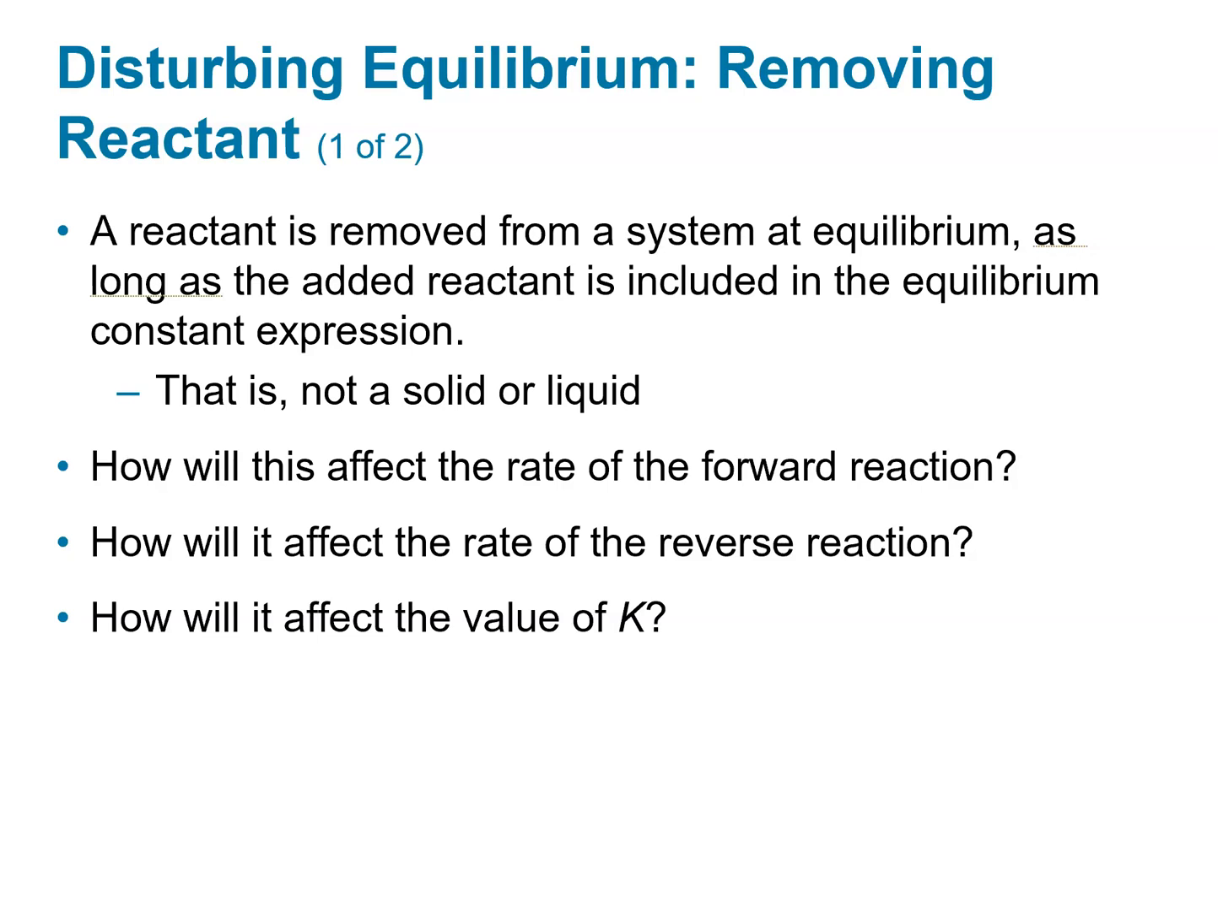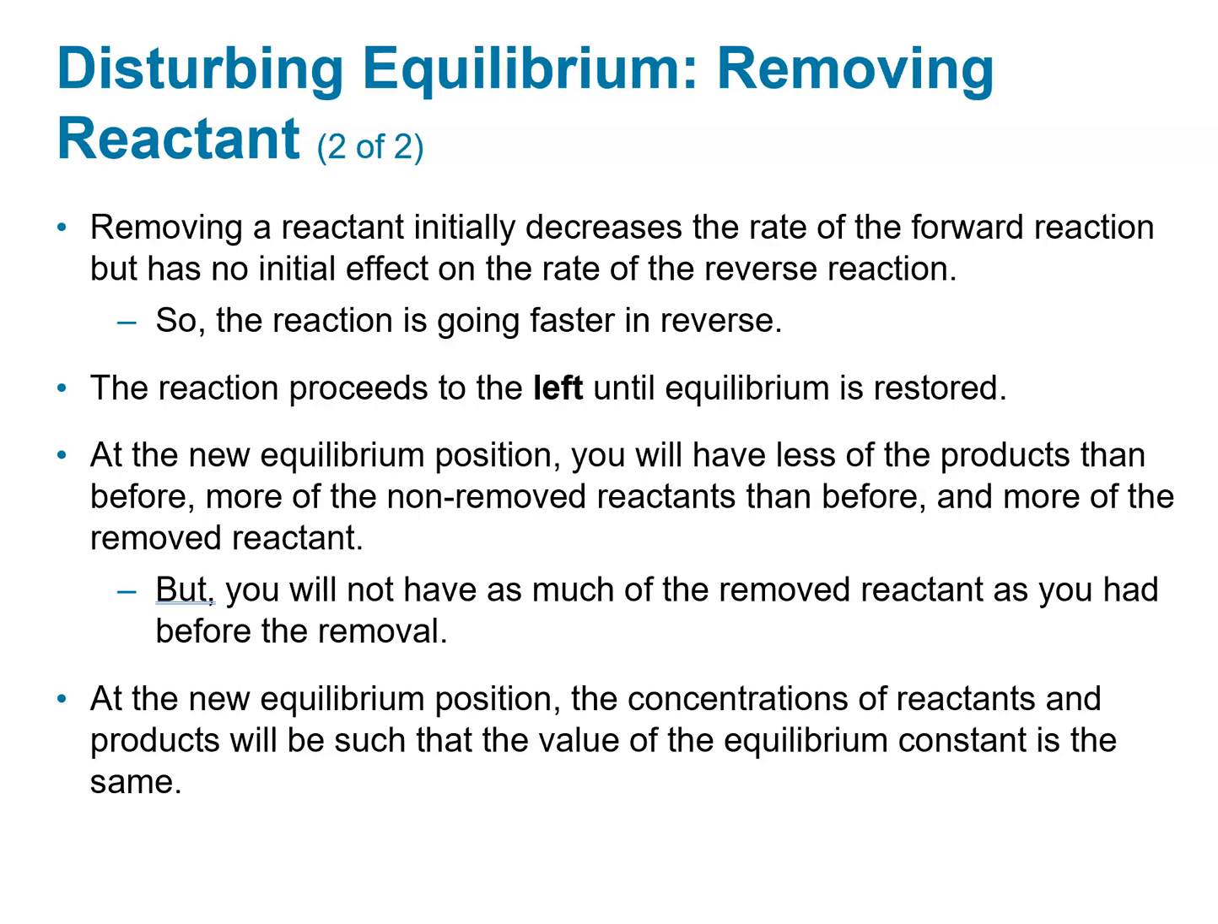Let's evaluate what happens if we remove a reactant. So a reactant is removed from a system at equilibrium, as long as the removed reactant is included in the equilibrium expression, of course, because we can't do this if it's a solid. If you're pulling liquid out, it doesn't matter. If you pull solid out, it doesn't matter. It has to be gaseous or aqueous. So how does this affect our forward reaction? How does it affect reverse? Does it affect K? So let's go back to that scenario. a moles of A plus b moles of B is in equilibrium with products c moles of C and d moles of D.